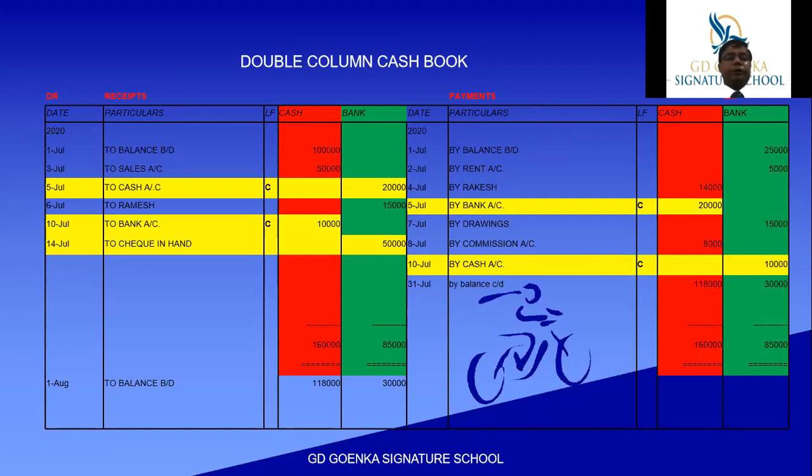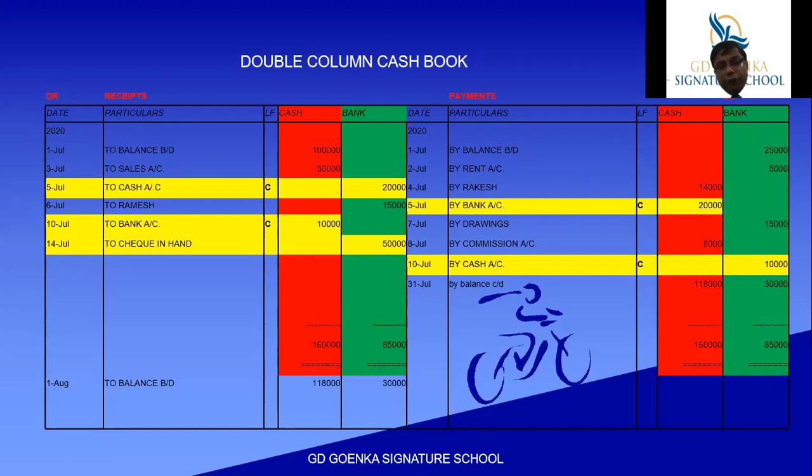Similarly, if the money is going out, it will be recorded on the cash side, credit side. And if the money is paid through bank, it will be recorded on the credit side. Like the July 2nd transaction, rent is being paid, so it is recorded in the bank column of the transaction. Then the July 3rd transaction, that is to sales account, the money is coming into business, that's why it is recorded on the debit side.